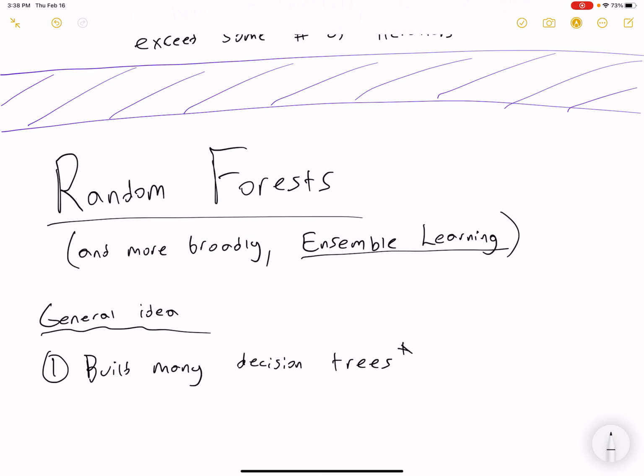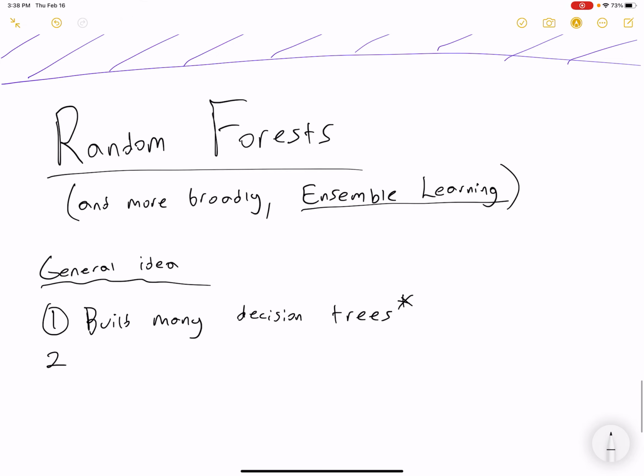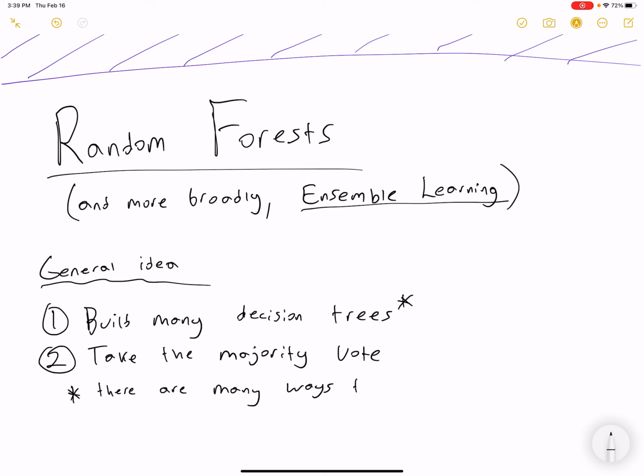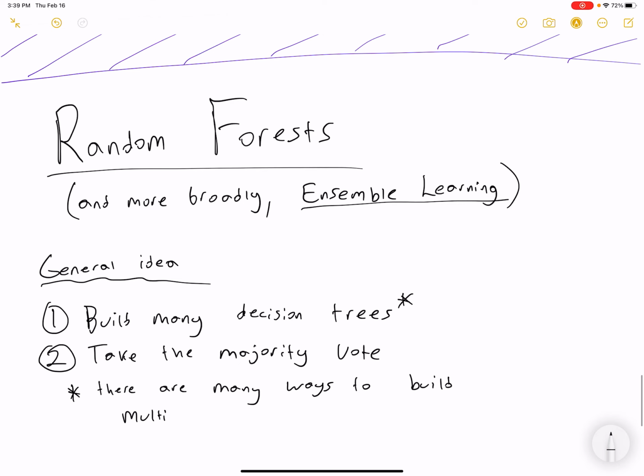We'll put an asterisk here. And then two, take the majority vote. And the asterisk is that there are many ways to build multiple decision trees.